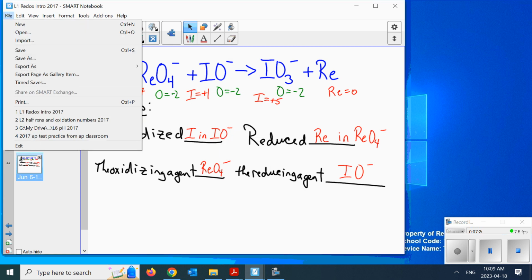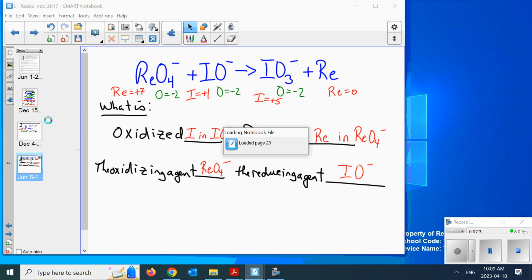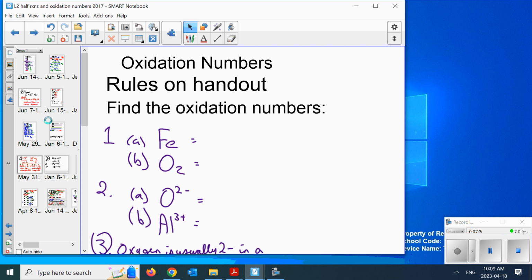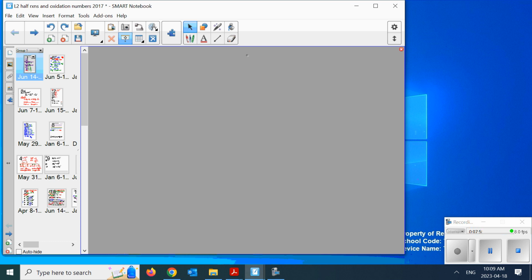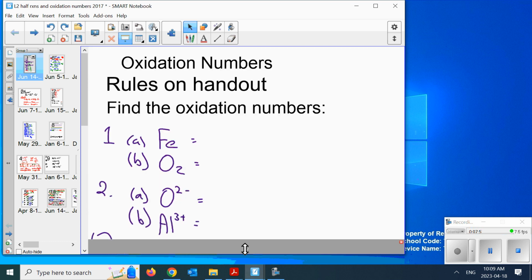I'm going to flip and we're going to get something down here. Oxidation numbers. There are some rules on a handout. You don't have to write that down, but write down oxidation numbers. Find the oxidation number. I'll pause this and we'll take a look at a few of these. Okay, I'll show you the rules in a minute.